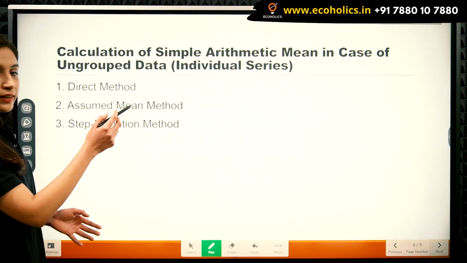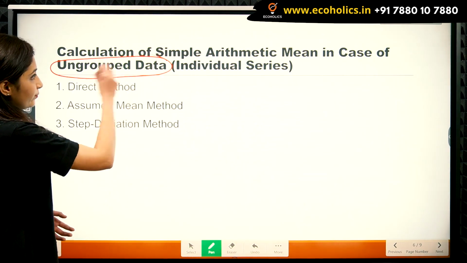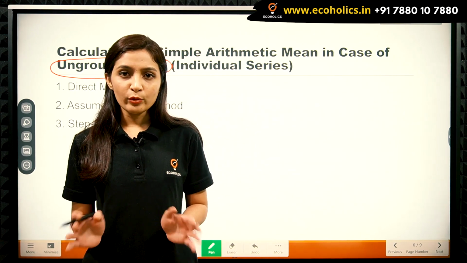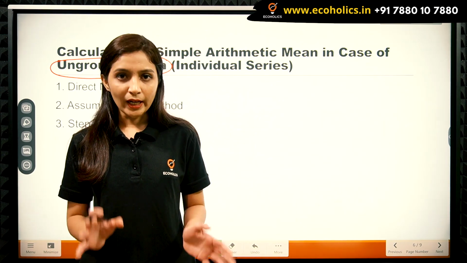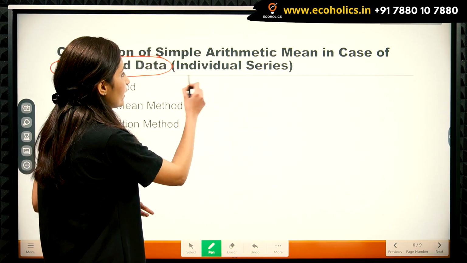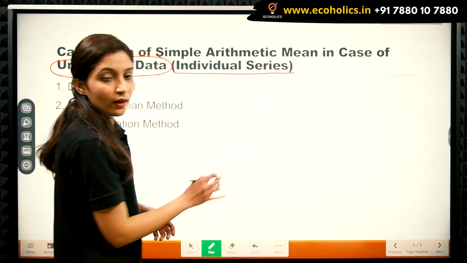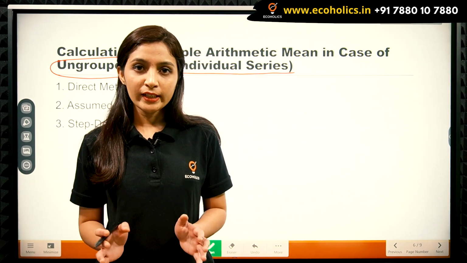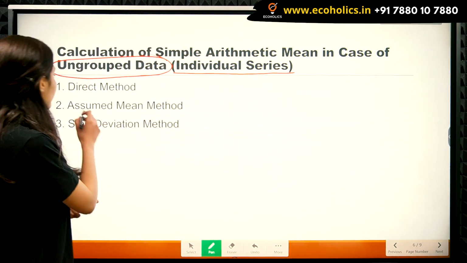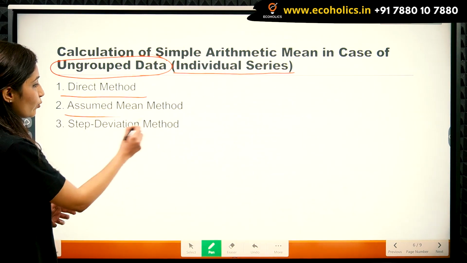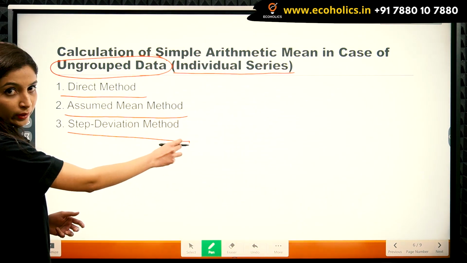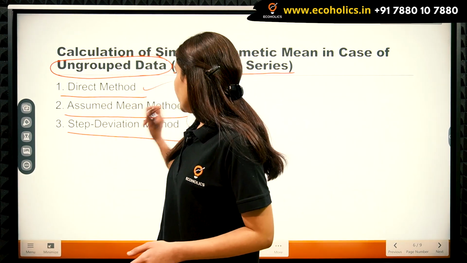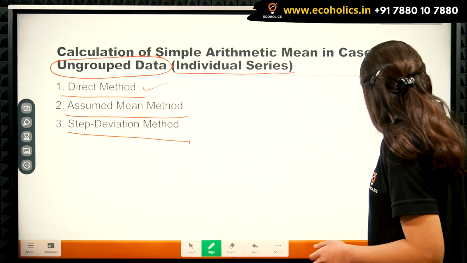So let's first understand what is ungrouped data. Ungrouped data is raw data, something that has not been sorted into any groups or categories. In that, we'll study individual series. In case of individual series, we have 3 methods for calculating arithmetic mean. First, direct method, second, assume mean method, and third, step deviation method. But in this video, we'll only be studying direct method.